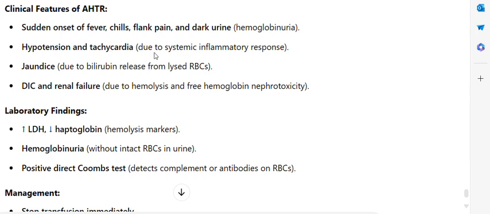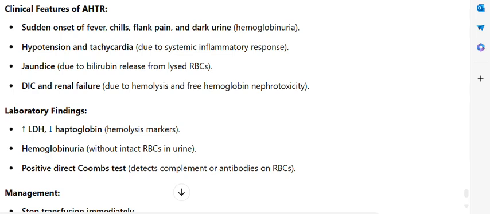Laboratory findings: elevated LDH, decreased haptoglobin, hemolysis markers, hemoglobinuria without intact RBCs in urine. A positive direct Coombs test detects complement or antibodies on RBCs. Management: stop transfusion immediately. IV fluids to maintain renal perfusion and prevent acute kidney injury. Pressors if needed for hypotension.